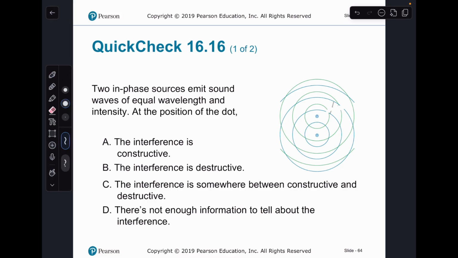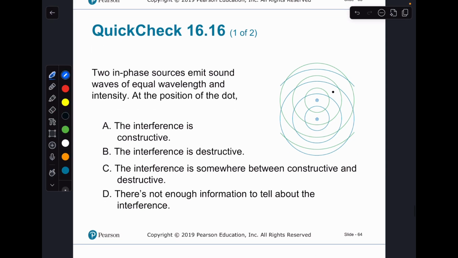Sorry, we have already written on this. Let's look at this quick check problem. And we have two speakers emitting circular sound waves.